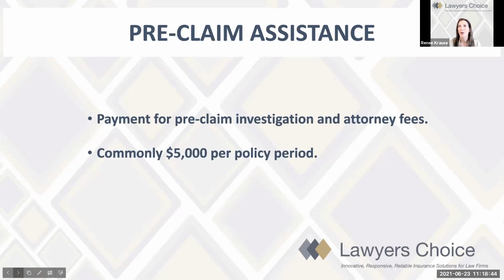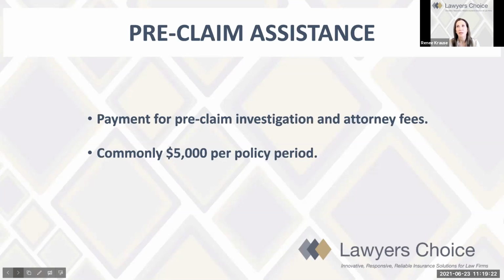Pre-claim assistance. Okay, this is payment for pre-claim assistance, pre-claim investigation and attorney's fees. It's commonly about $5,000. It's nice in that it's first of all demonstrating the carrier's interest in getting involved with your firm, the insured, before something becomes a claim. So this is a really great feature because you can ask the carrier for the money to investigate and take a look at maybe some events that have happened before determining whether or not you think it's a claim that should be reported to the carrier.